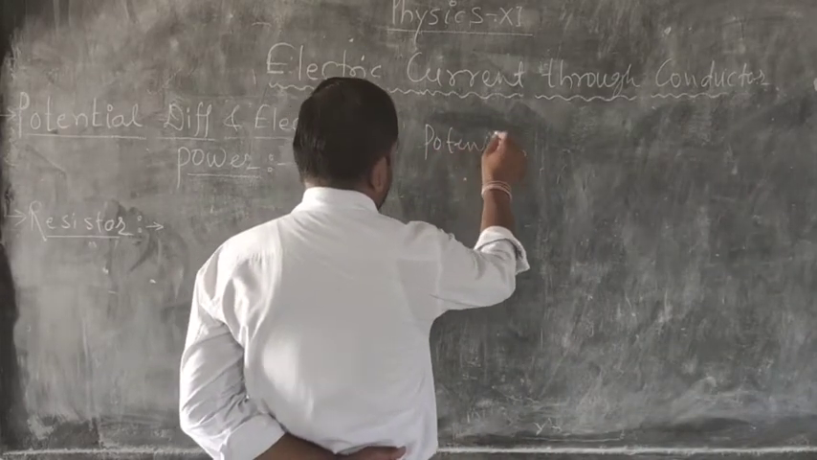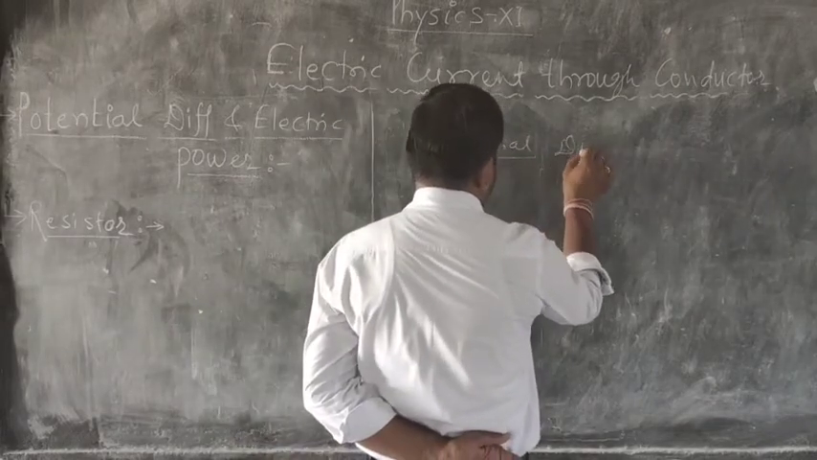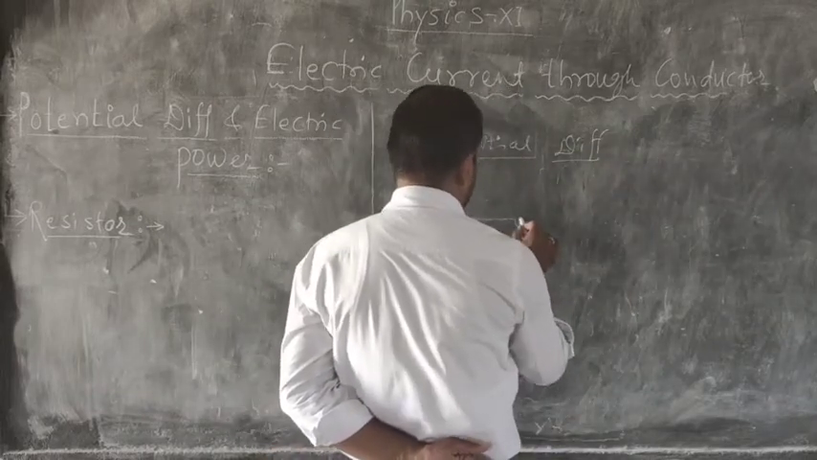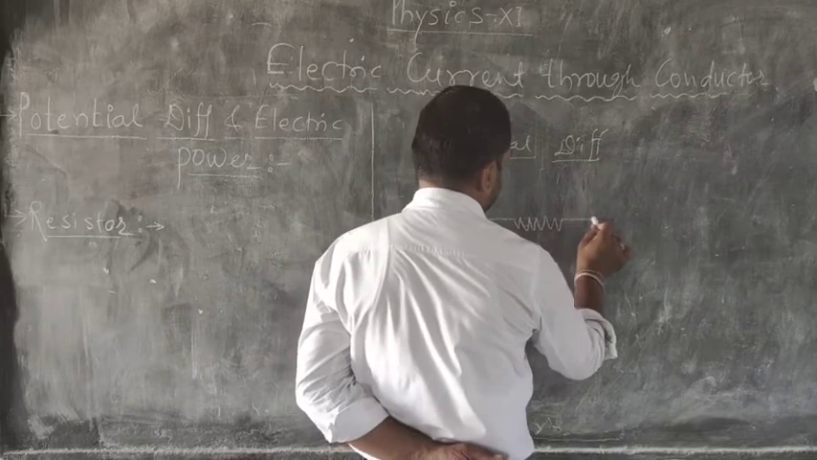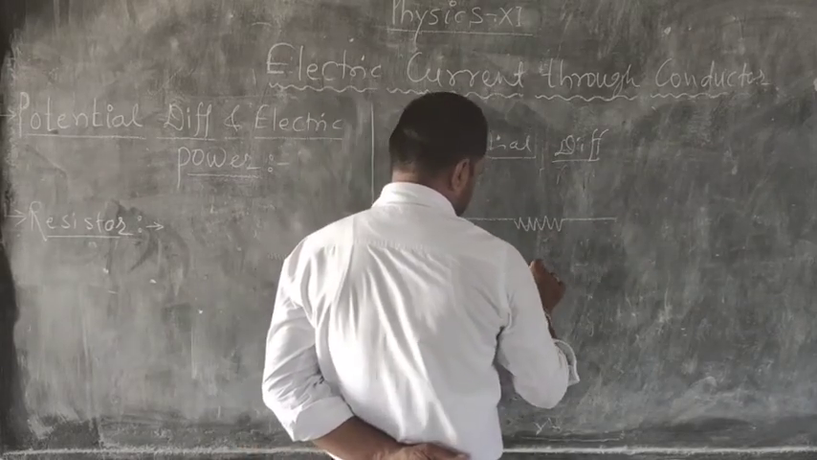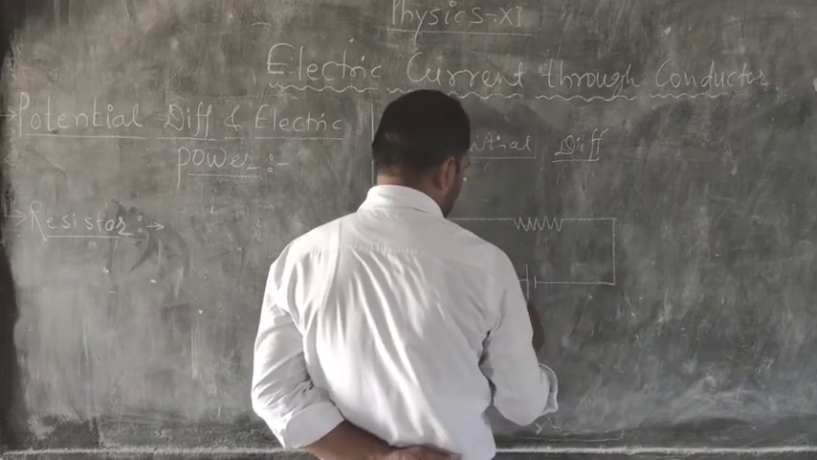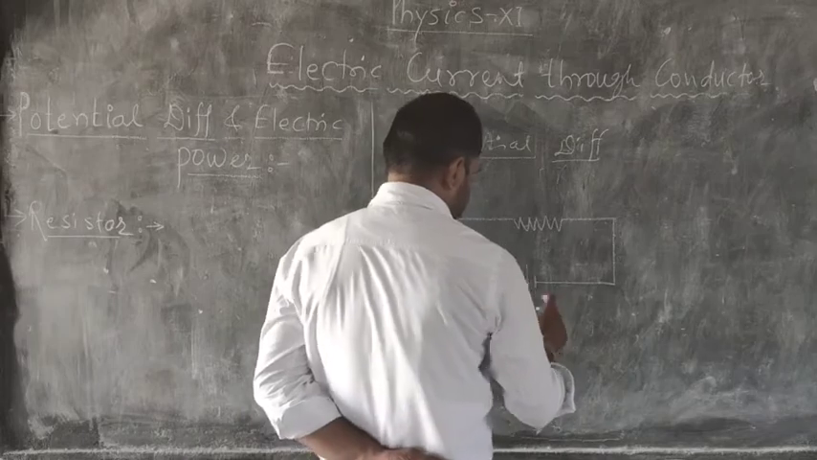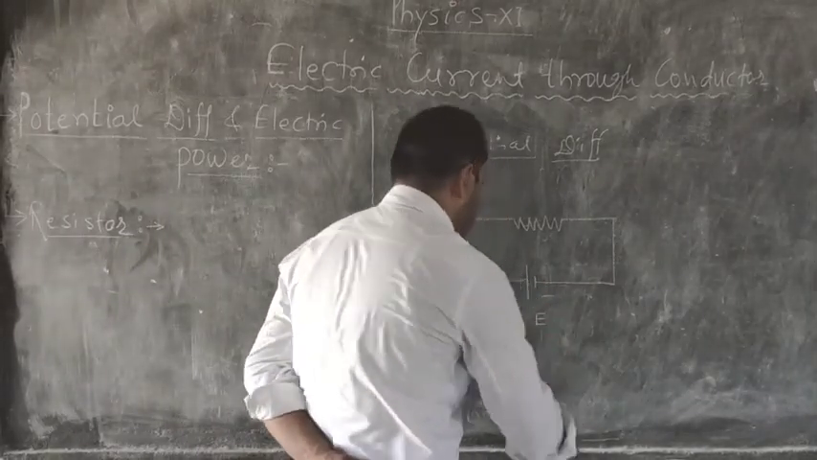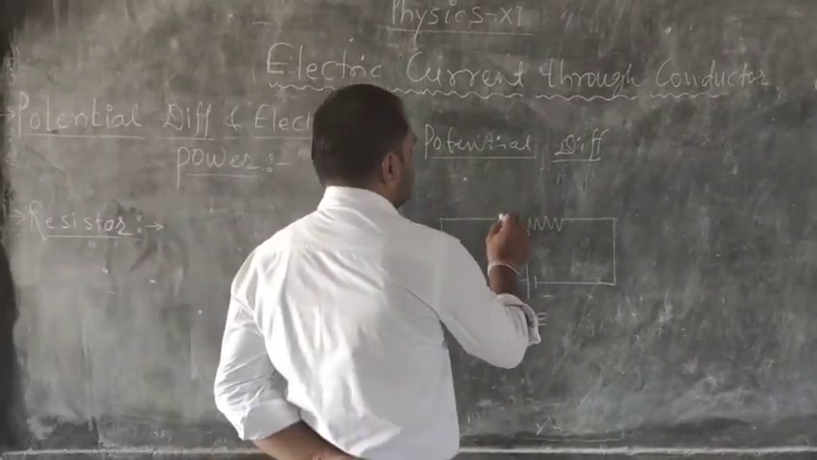Suppose now here the source of EMF is applied at the resistor. This is the resistance. This resistor is given a potential difference with the help of the cell. This is the cell. This is the source of EMF denoted by the letter E. And here is the resistor.